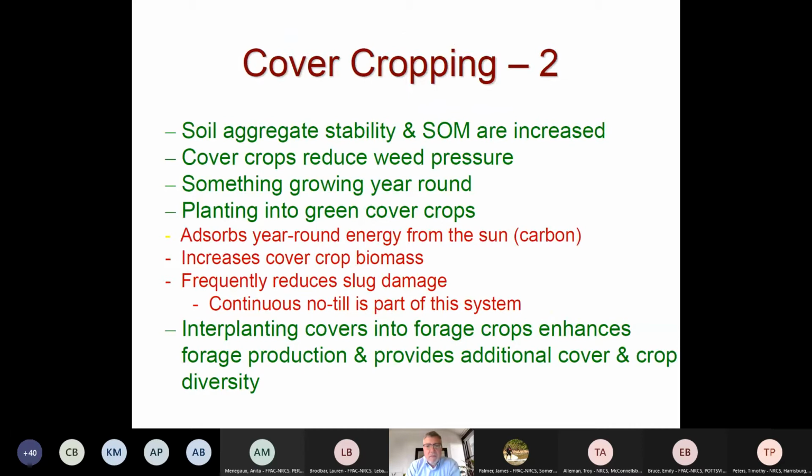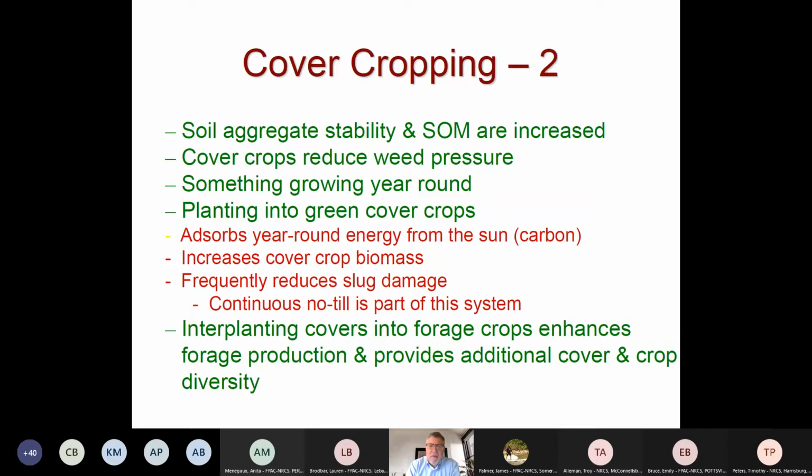Other benefits of cover cropping is that it increases aggregate stability, and you'll learn more about the importance of aggregate stability as we learn more about agronomy in our career. But it's a function of increased soil organic matter, and it reduces the erosivity of the soil as we have stronger and more stable aggregates. Cover crops can reduce weeds. It keeps something growing year round, mimicking nature as nature keeps things growing year round, and increases biomass.